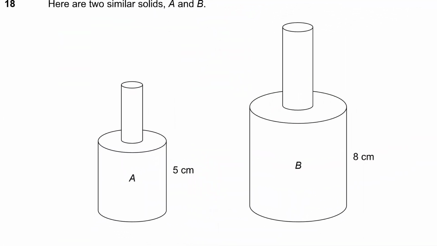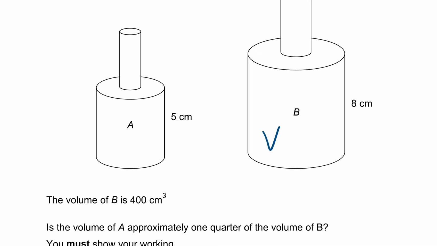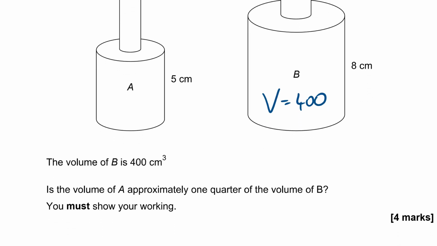Okay, question 18. Here are two similar solids, A and B. If they're similar, it means their sides are in the same ratio. And we're told that the volume of B is 400. So this one has a volume of 400. Is the volume of A approximately 1/4 of the volume of B? You must show your working.